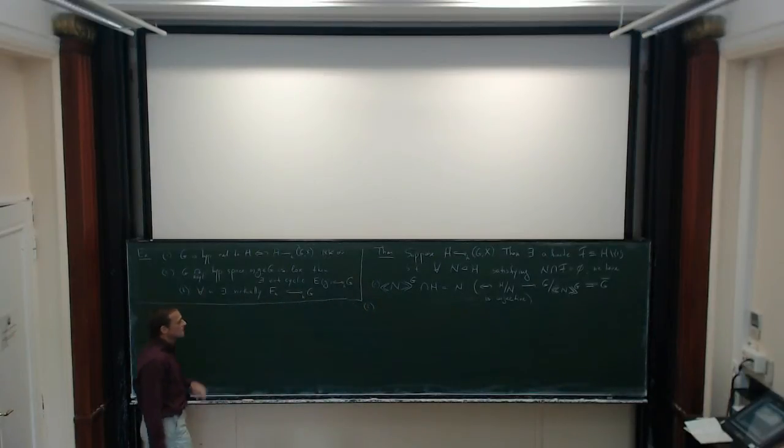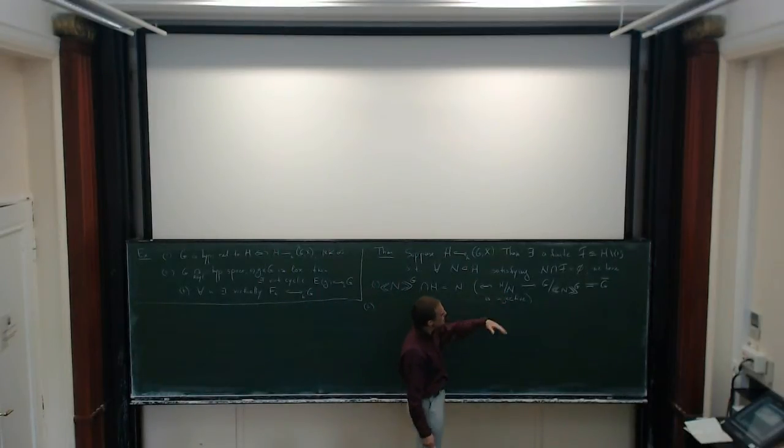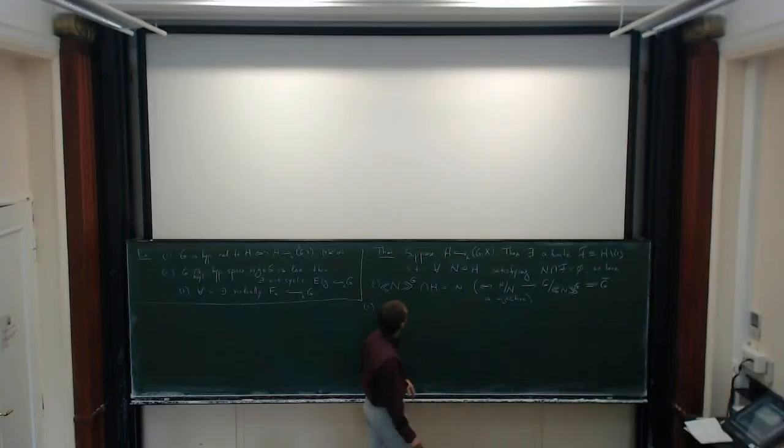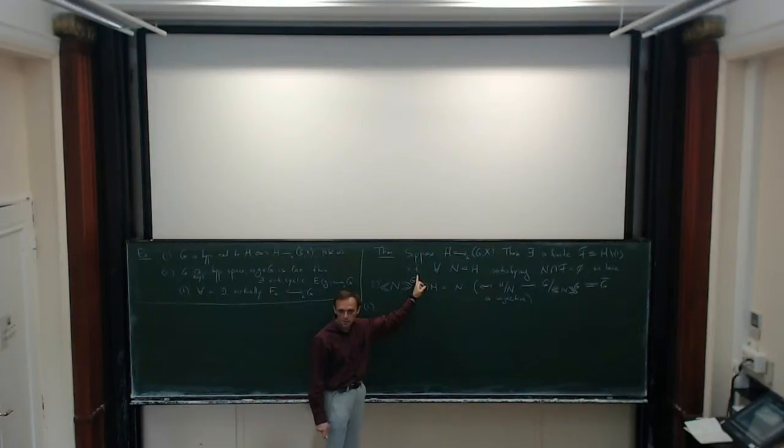Right. So, second condition. According to the first condition, you can think of H mod N as a subgroup in this quotient group G bar. And this is the normal closure of N in the group G, the minimal normal subgroup of the group G.